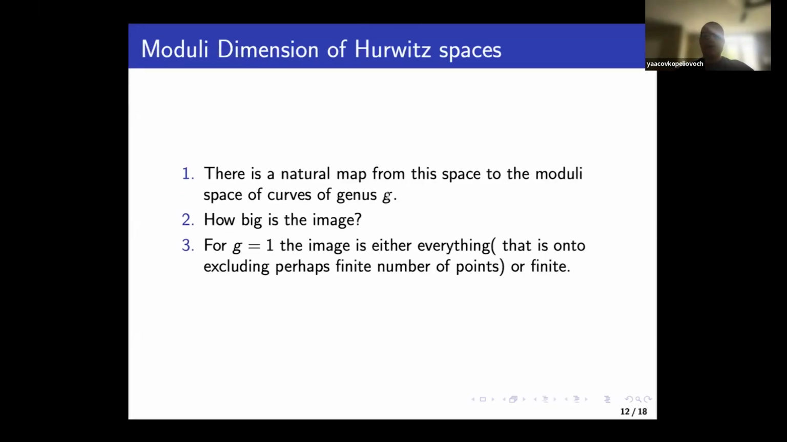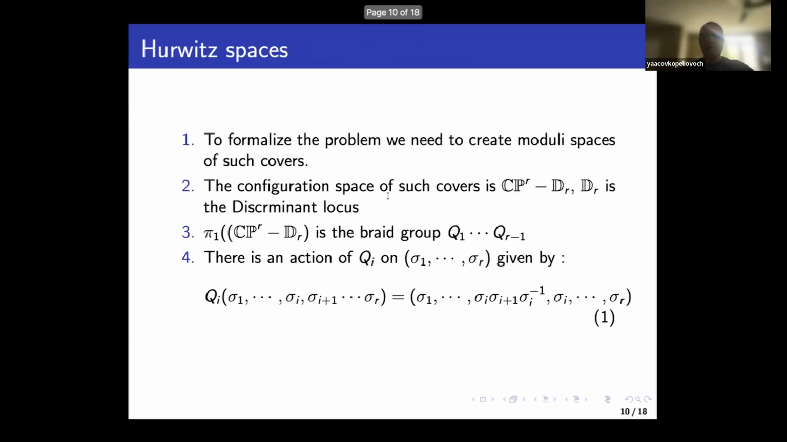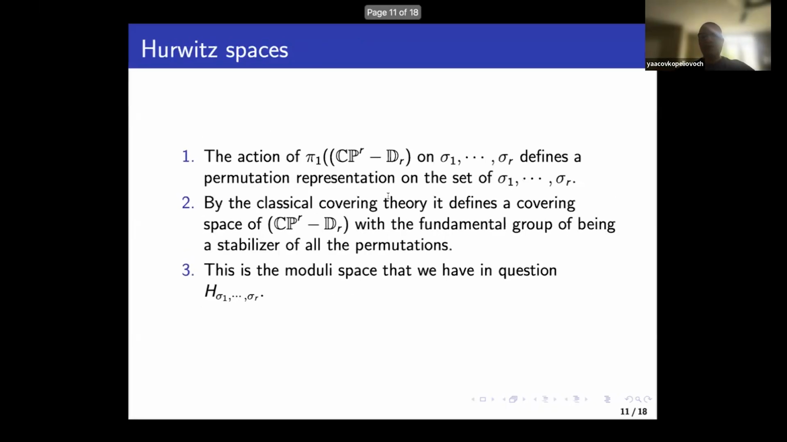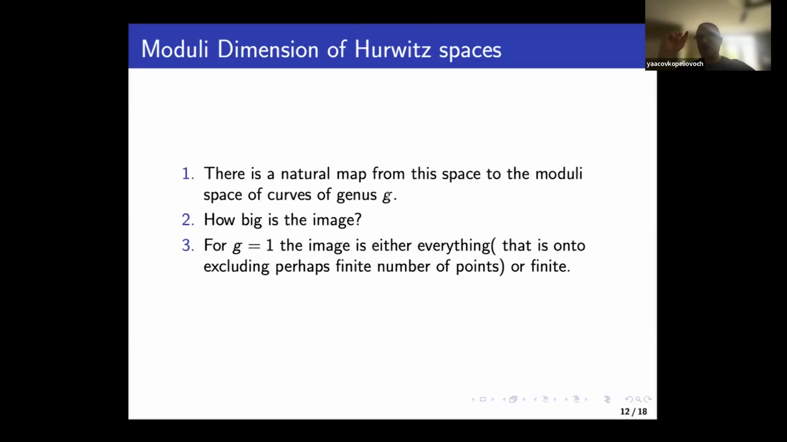So there is a natural map from this space to the moduli space of curves of genus g. And the question here that I want to ask is, how big is the image? Now, you can go to stable compactifications. You can do all kinds of crazy things to try and answer this question. I'm going to concentrate on g equals 1. So for g equals 1, the image is either everything, that is onto, perhaps excluding a finite number of points, or finite.